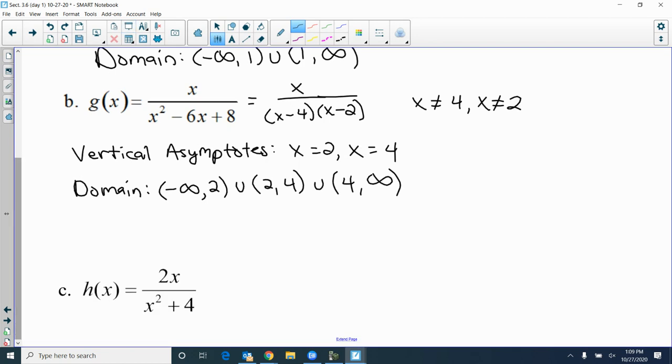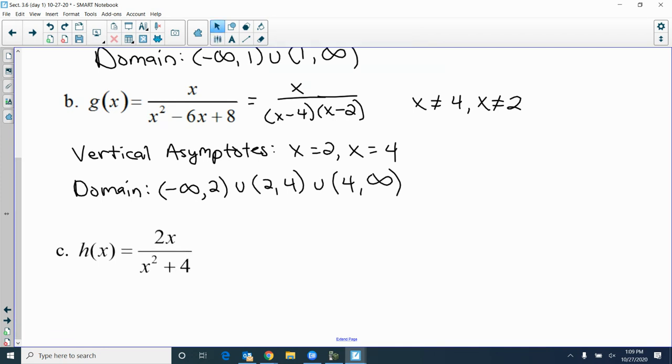All right, copy down this third one. I want you to think what you think it is, and then graph it and see if it confirms or rejects kind of what you're thinking. So take a look at h of x equals 2x over x squared plus 4. All right, think about it, then graph it on your calculator. If you need to change your window, go back to the original window, Zoom 6.